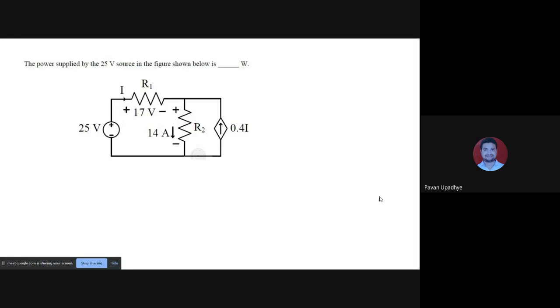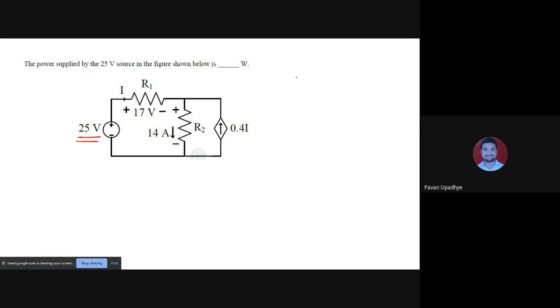Now, the power supplied by the 25-volt source in the figure shown below is what is asked. The source is over here, and we have to find the power supplied by this source.